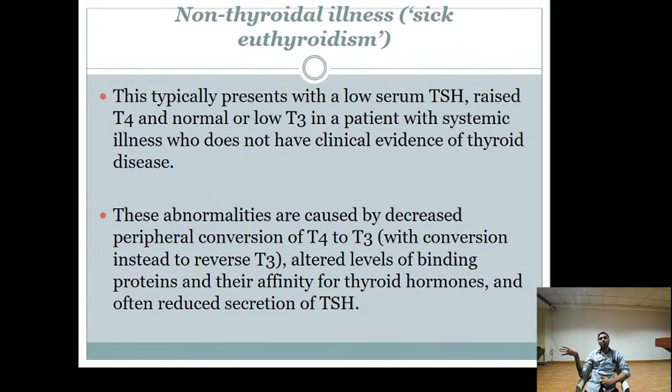Non-thyroidal illness or sick euthyroidism. In this, there is low TSH, high T4 and low T3. Why is this present? There is decreased peripheral conversion of T4 to T3, and there is decreased secretion of TSH by pituitary.